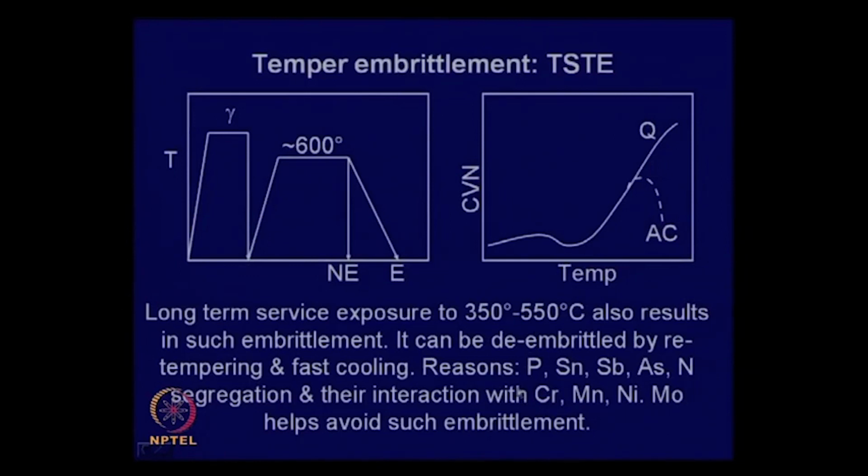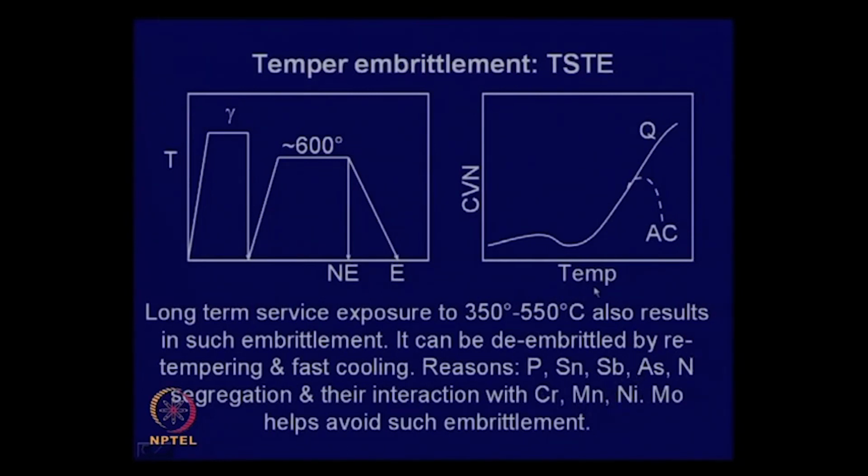This embrittlement also is primarily because of segregation of these elements and also their interaction with these alloy elements. And this does depend on these alloy elements, and there is one element which actually helps remove such kind of embrittlement. And this steel can be de-embrittled. Say if a steel has become embrittled, then you can give a second treatment, and after that you oil quench, it is no longer temper embrittled.